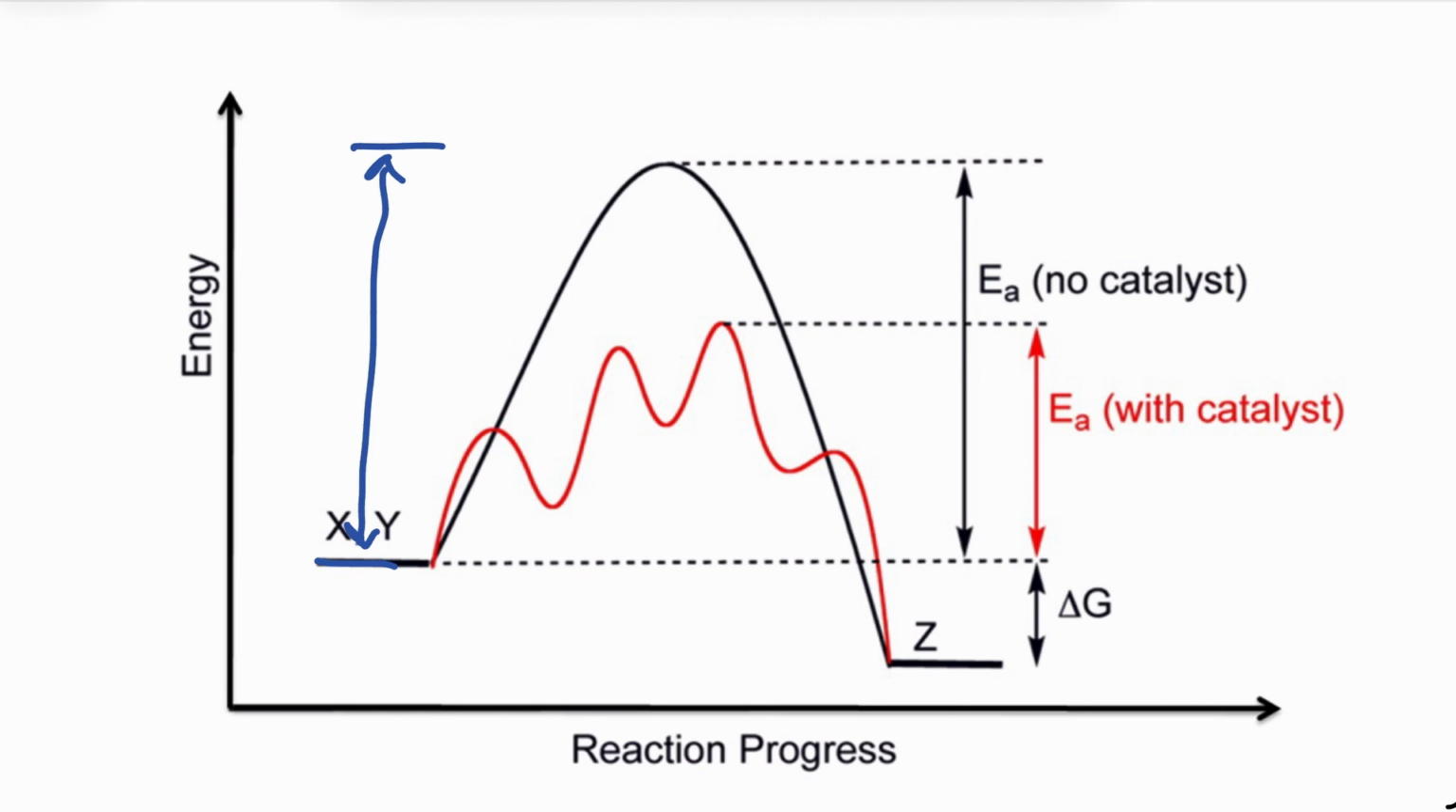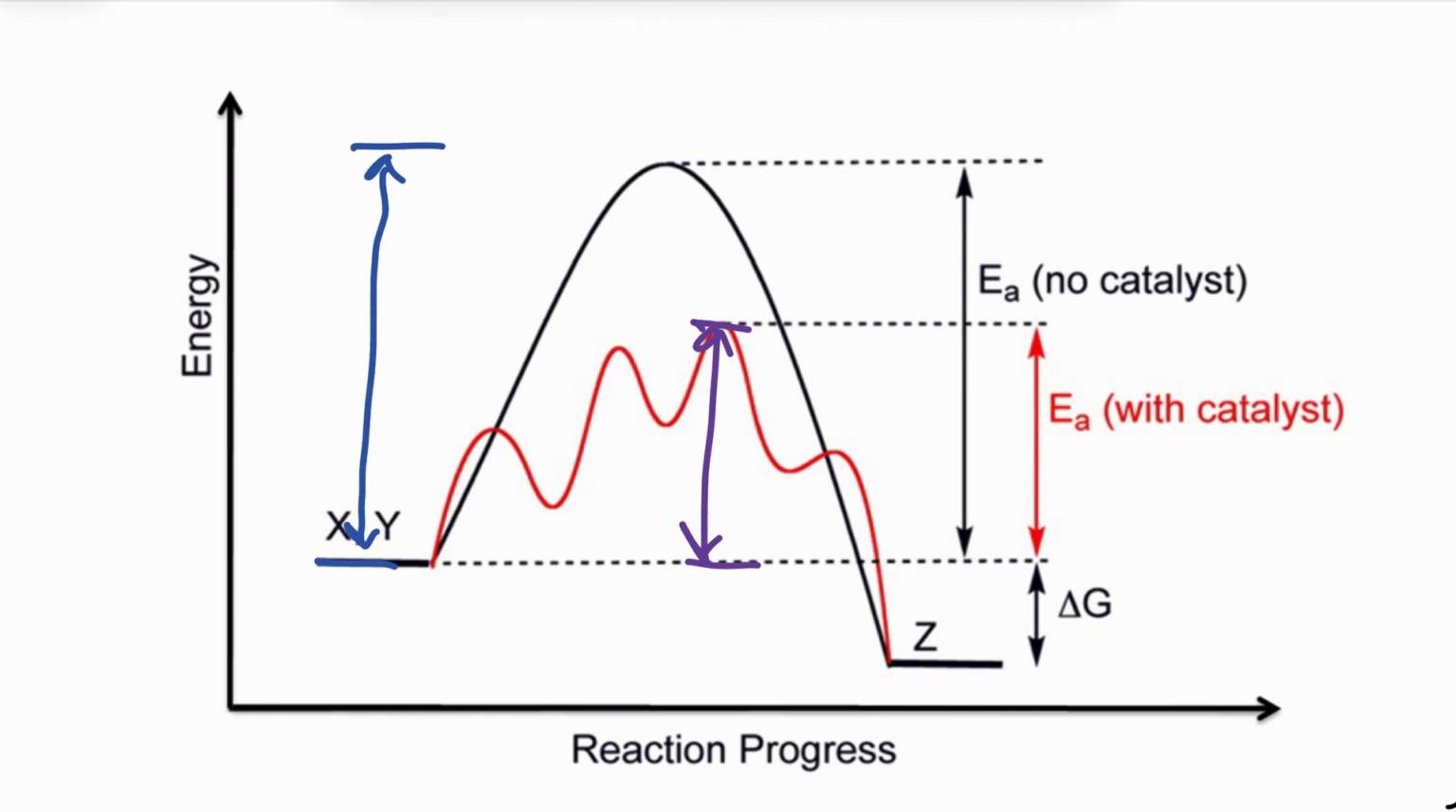The red line shows our reaction after we've introduced a catalyst. Like we said, the catalyst is now providing an alternative reaction pathway. And as you can see, the activation energy for the catalyst reaction pathway is much lower. Again, to find the activation energy, we go from our reactants to the highest point of energy, and we see that this difference is much smaller than our black line. And so again, that's why this catalyst is useful.